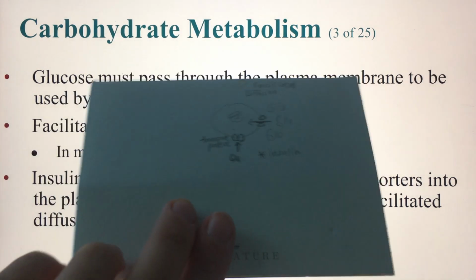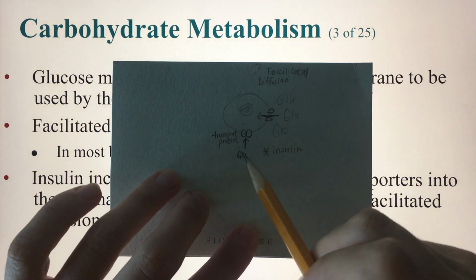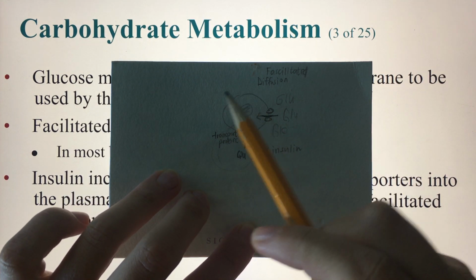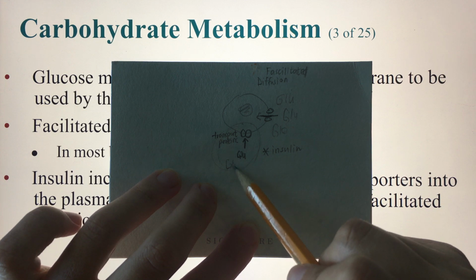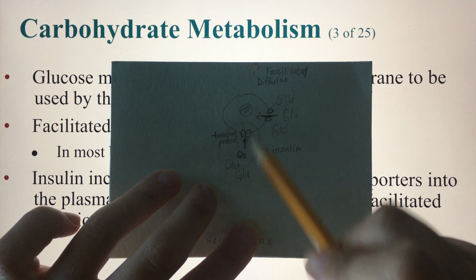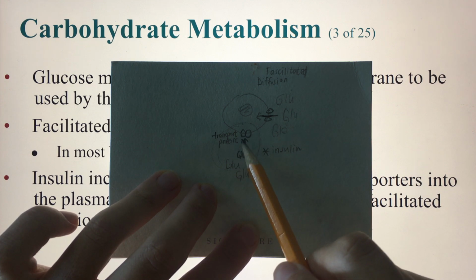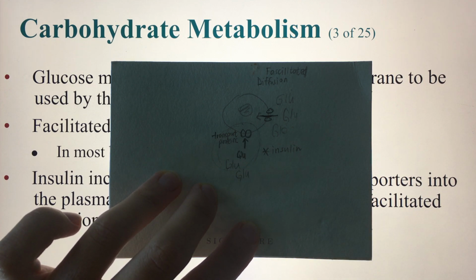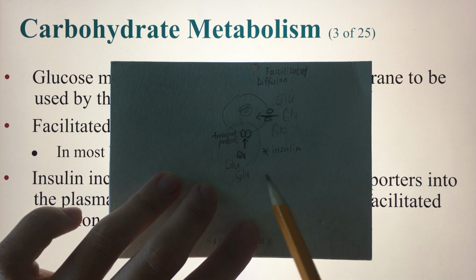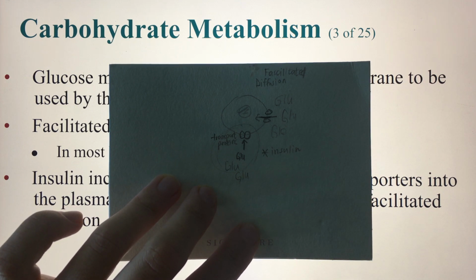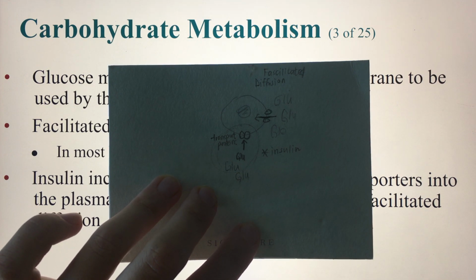So let me go back to this picture right here. This is the scenario that would happen if there's no insulin. There would be lots of glucose around the cell in the blood, but no glucose inside of the cell because there's no insulin or the person is not responding to the insulin. So type 2 diabetes means the person is not responding to insulin, and type 1 diabetes means the person is not receiving insulin from the pancreas. So the pancreas is not making enough insulin.